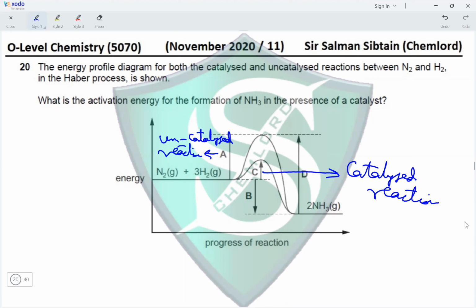Now B represents the loss of energy when the reaction occurs. That means it is delta H. And D is basically going from products till the transition state, which is the maximum energy value during the progress of a reaction. So B and D are incorrect. A becomes incorrect because it is for the uncatalyzed reaction. This leaves us with option C as the correct option for this question.